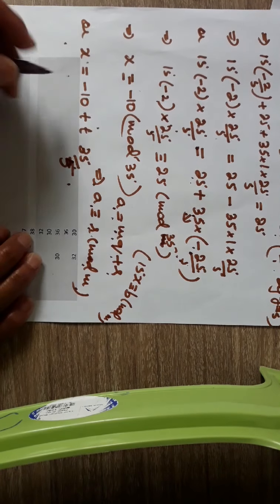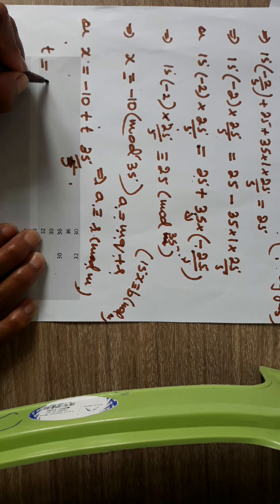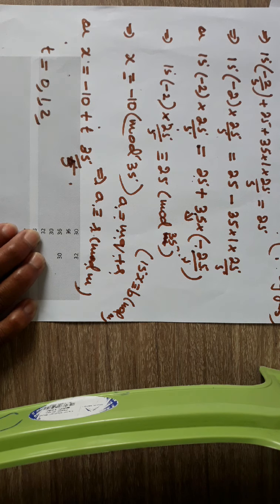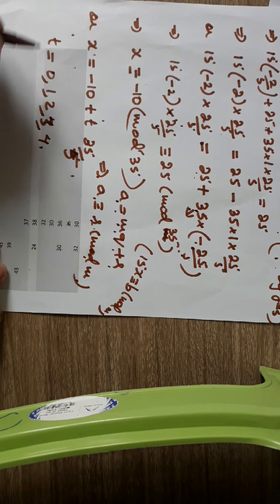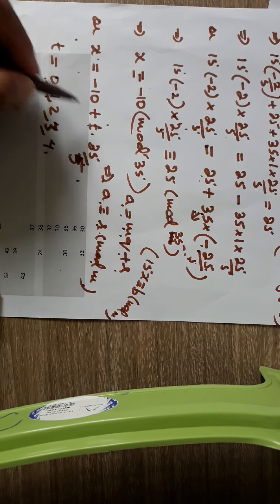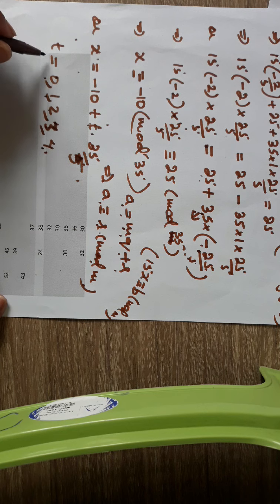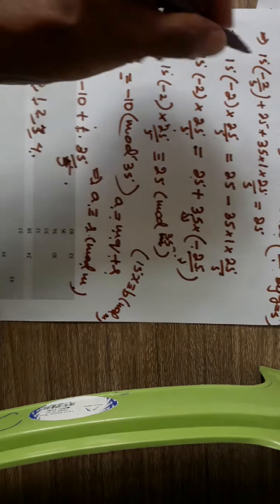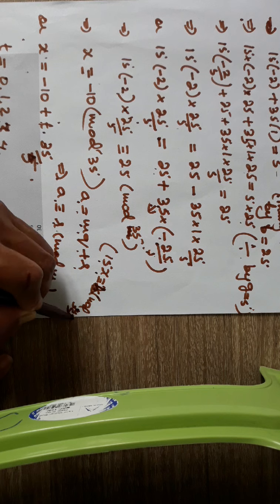So from here, because there are 5 solutions, take t as 0, 1, 2, 3, 4. By taking t equal to 0, you'll get one solution. By taking t equal to 1, you'll get another solution. Similarly, by taking the rest, t equal to 2, 3 and 4. So therefore, replacing t by these 5 values, you will get the 5 solutions of the linear congruence 15x congruent to 25 mod 35.